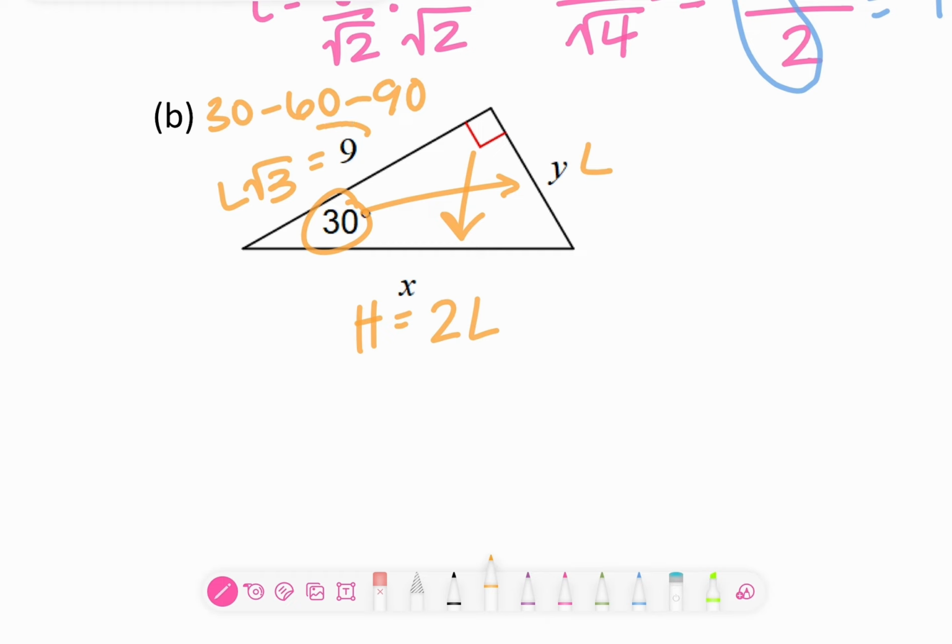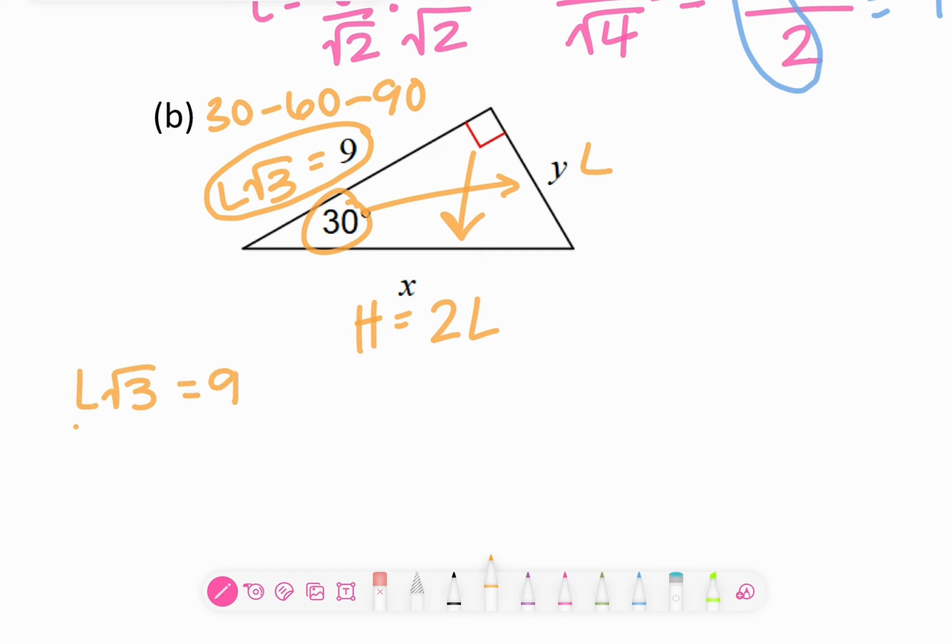Not an issue, but it's not going to be super obvious what this is because it's not 9 square root 3, right? There's no square root 3 in it. So I can't just say, oh, it's going to be the number in front. So we do have to create ourselves a little equation again. So it's going to be L square root 3 equals 9, and we're going to solve for L.